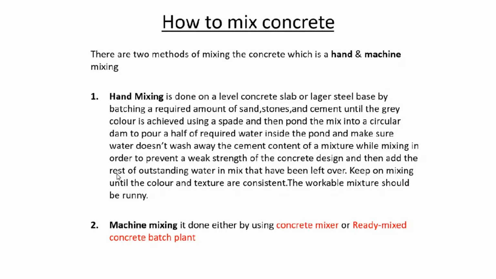Mixing of concrete. So you must know all the steps, especially for hand mixing. In a final exam question paper, you'll be asked to please give us the steps of how to mix concrete by hand mixing. So you must be able to know that you must use a concrete slab or large steel base plate, by batching the required amount of sand, stone, and cement until the gray color is achieved, and then open a circular dam, and then pour half of the water required, and make sure that it doesn't wash away the cement content of your mixture because it will weaken your concrete strength.